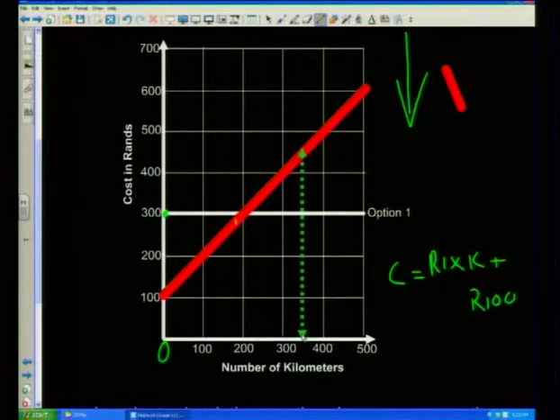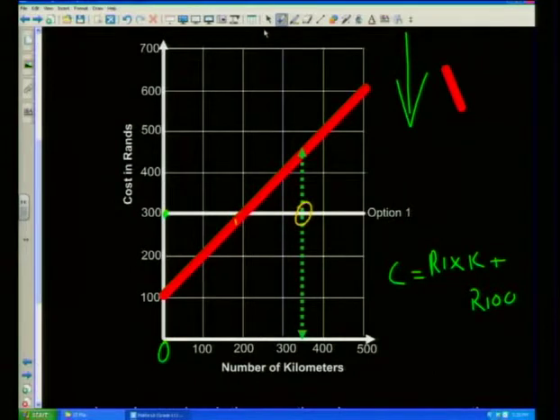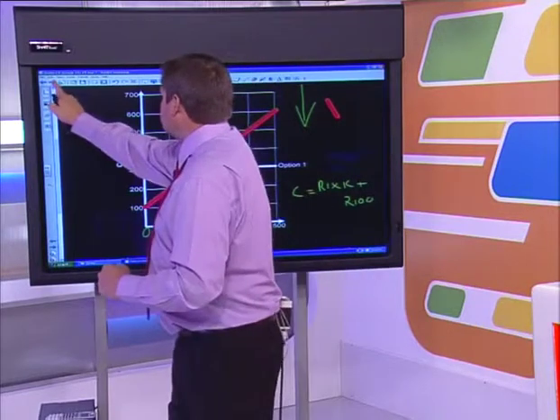Well, on option number 1, or deal 1, he's going to pay 300 Rand. Can you see that? Let's just point that out. 300 Rand. But on option number 2, he's going to pay a little bit more. He's going to pay around about, there we go, 450 Rand. So which is the better deal? Option 1 is the better deal. Easy? Of course it is. Let's look at another question.